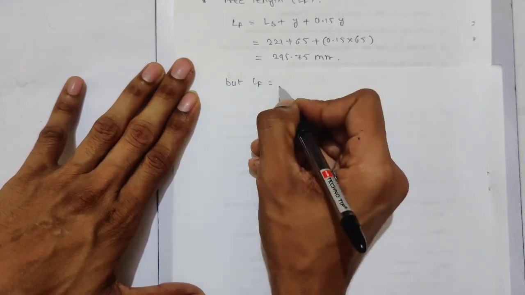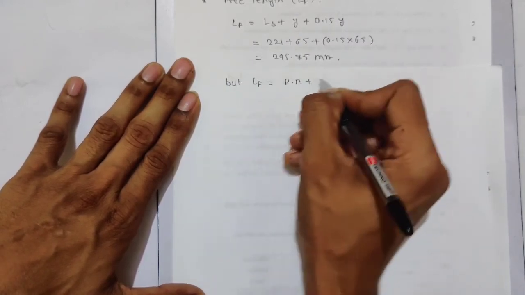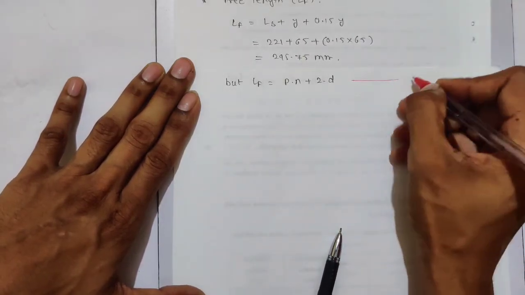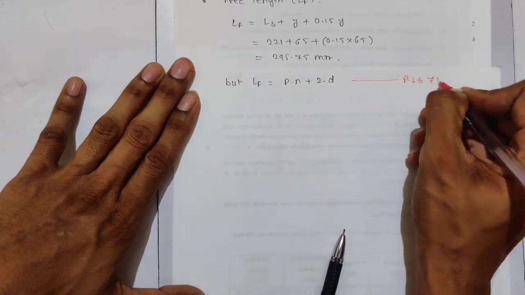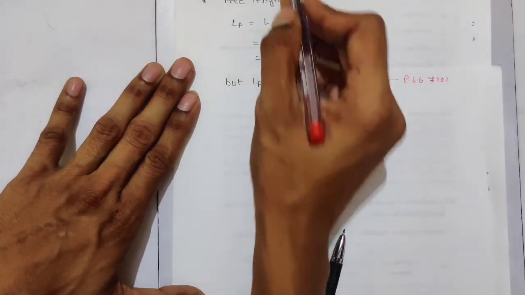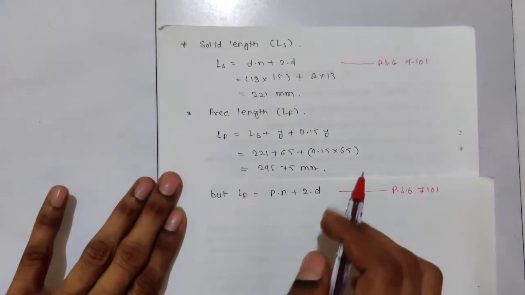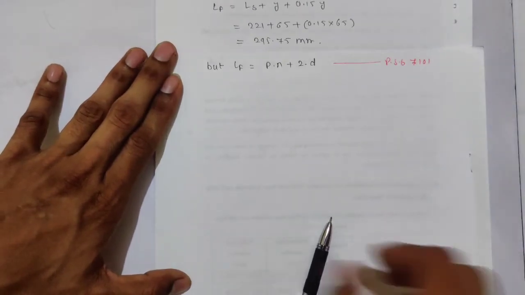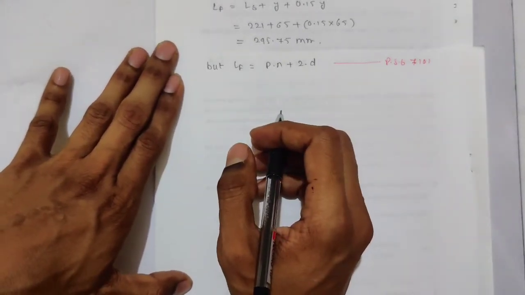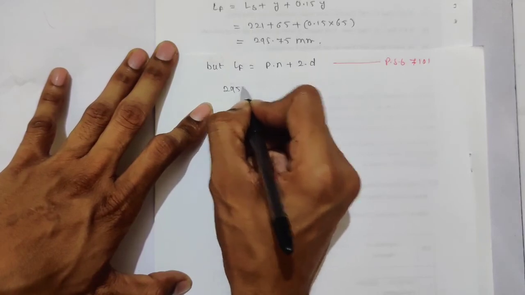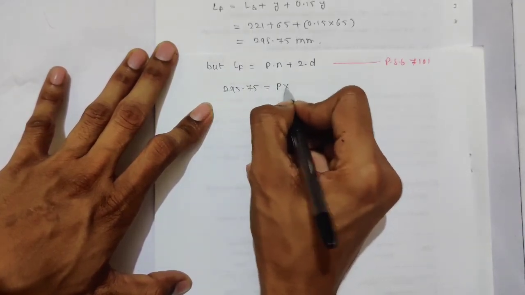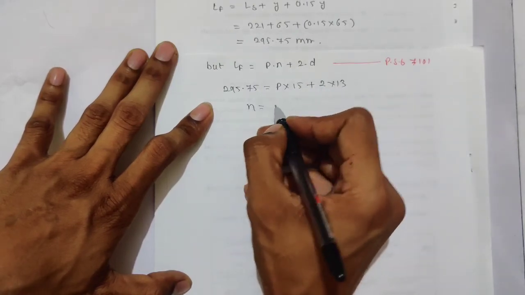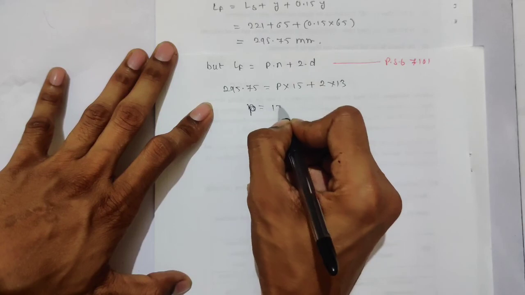Lf is equal to p into N plus 2 into d. Again, this is from the same page of 7.101. Beside the other formula, you will get this formula. So what is the value of Lf? 295.75. Pitch we want to find, N is 15 plus 2, into 13. From here you will get the p value as 17.98.